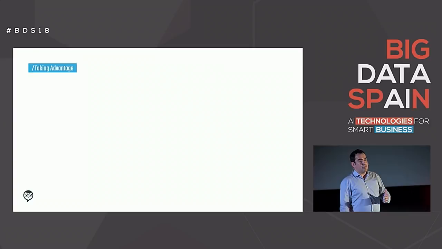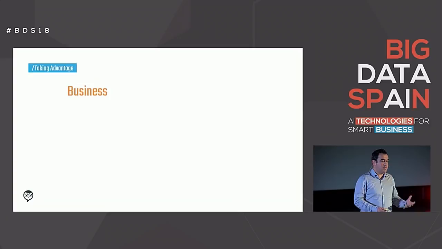Okay, let's say we have the data lake in place, and in place I don't mean the perfect data lake, that does not exist. The data lake is constantly evolving. And what's the best way to take advantage of it? In the end, we have two sides. We have the business side, and we have the project team.